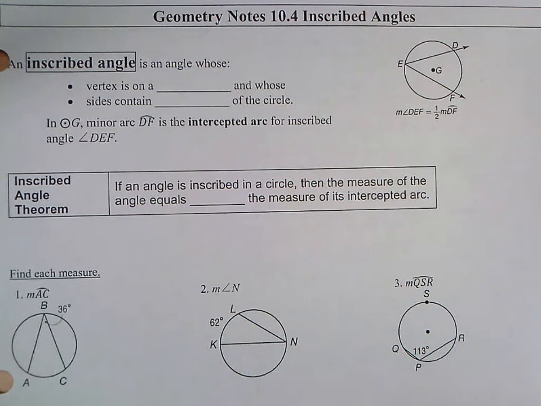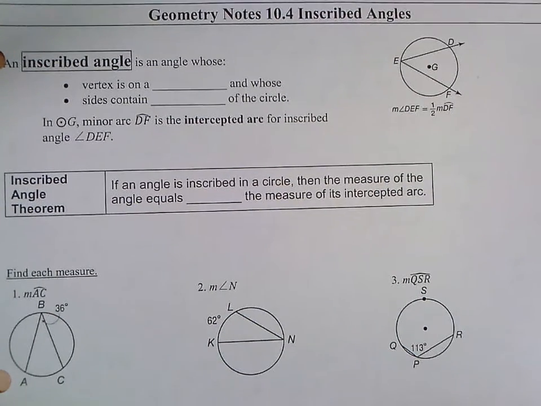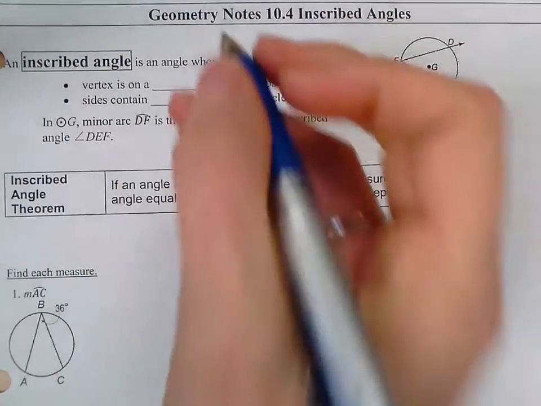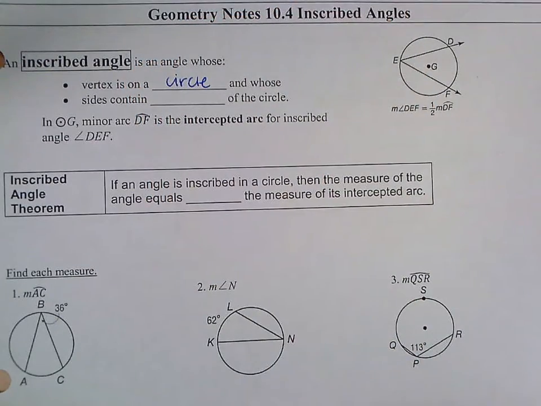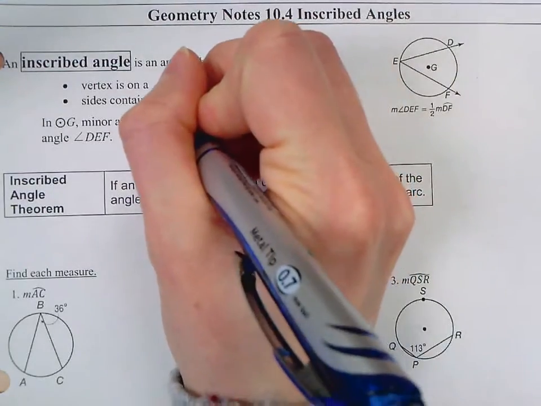For the inscribed angles, what that is, it's an angle that has a vertex on the circle. So the vertex is actually on the circle itself. And then the sides of the angle are chords of the circle.